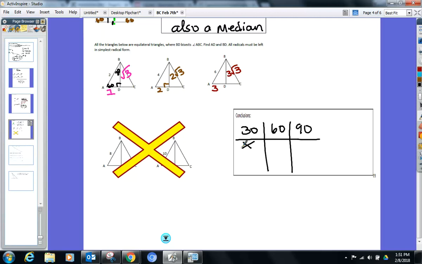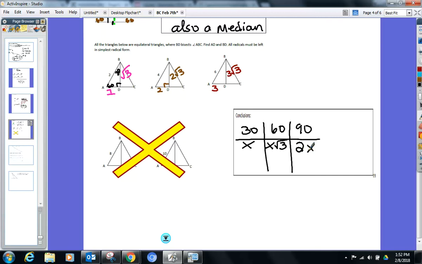What must I do to that side? Multiply it by radical 3. What must you do to that side to get to the side across from 90 now? Multiply it by 2, 2x.